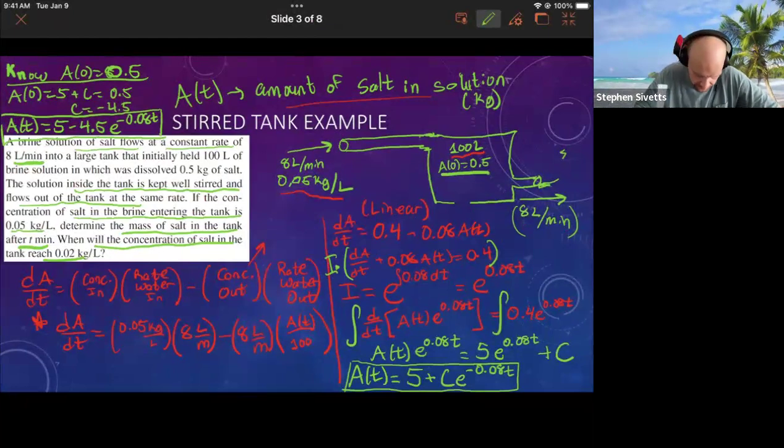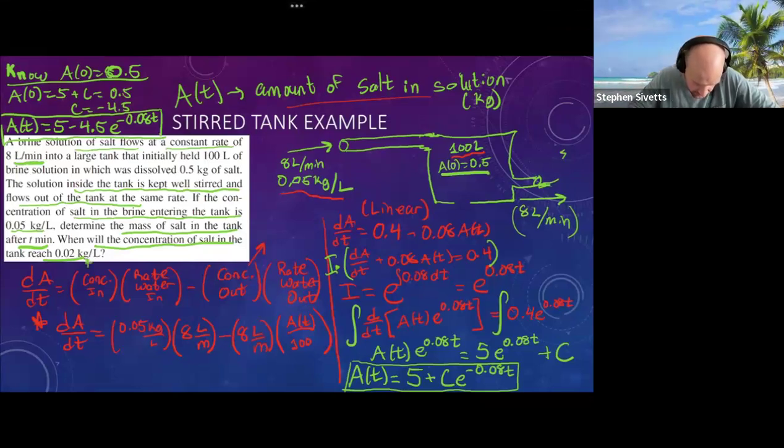So basically, to figure out part B, when will the concentration of salt in the tank reach 0.02 kilograms per liter? So that's essentially saying, right? If this is the concentration, we want to look at the amount of salt. A of T is the amount of salt at that time.